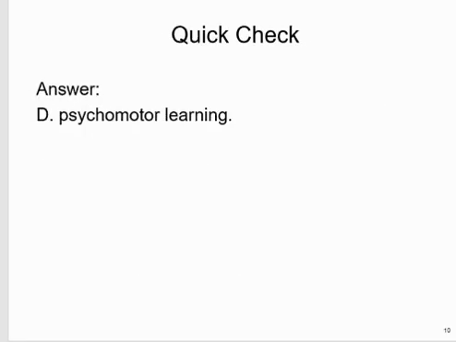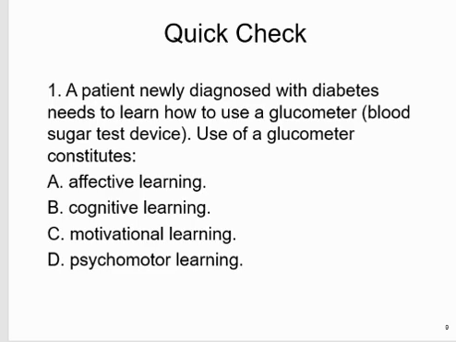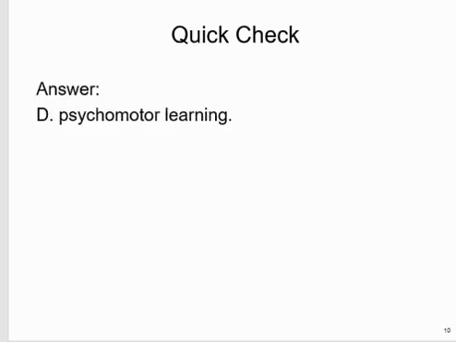And here's the answer. So, yes, this is the psychomotor learning, which acquires a motor skill. So, we're looking at their ability to coordinate their physical movements in this particular skill. They're learning how to use a glucometer or a blood sugar testing device where you stick your finger and the device measures the amount of blood sugar in the blood. So that is a skill and it falls under the psychomotor learning domain.